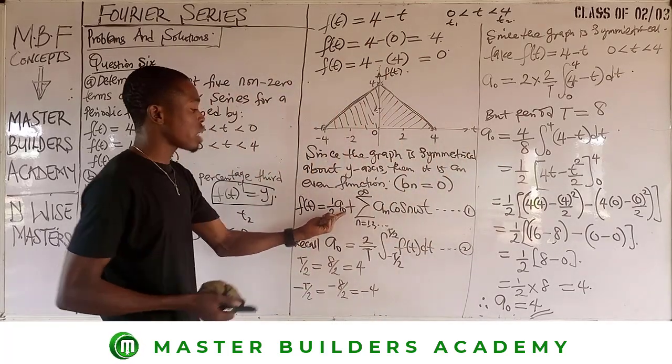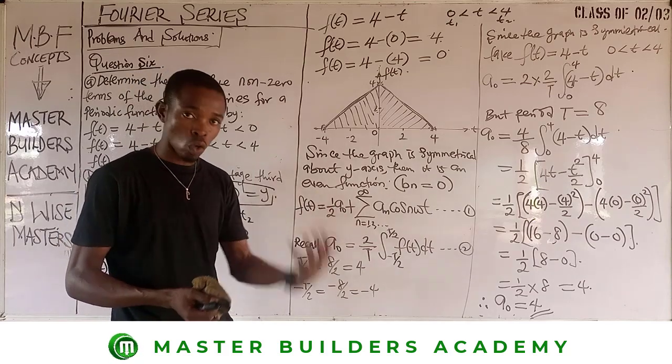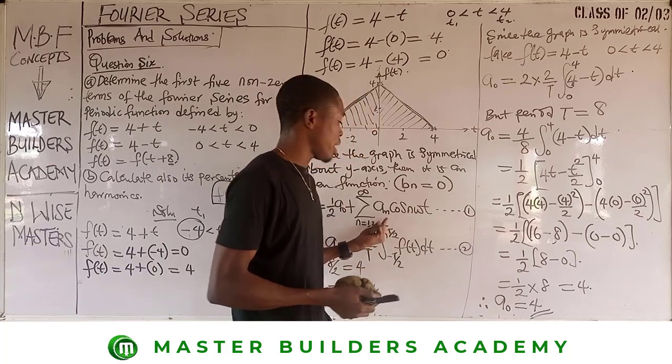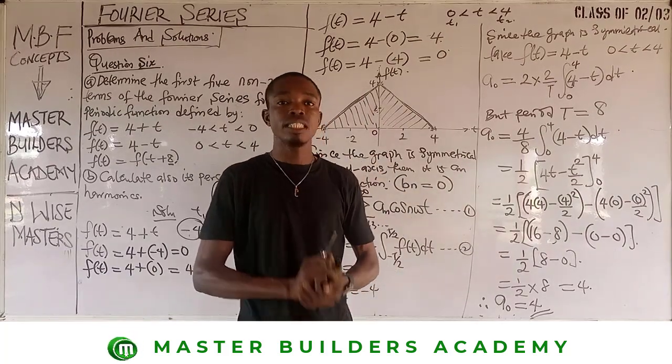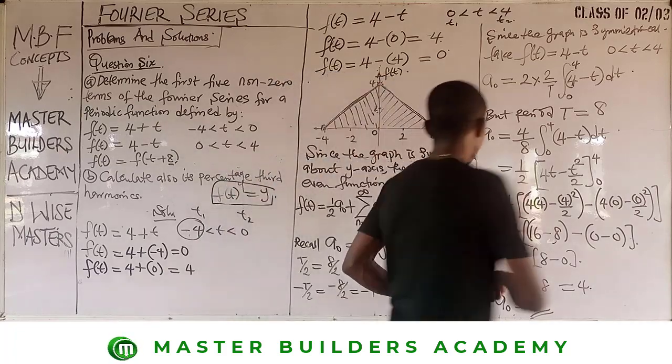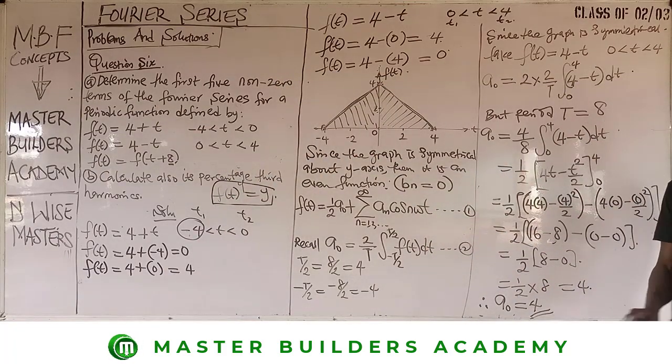Remember, we have already used n is 0. That's when you have A naught. So to find A1, A2, A3, we need to first obtain what AN is all about. So, guys, this is what we have done so far. Okay?